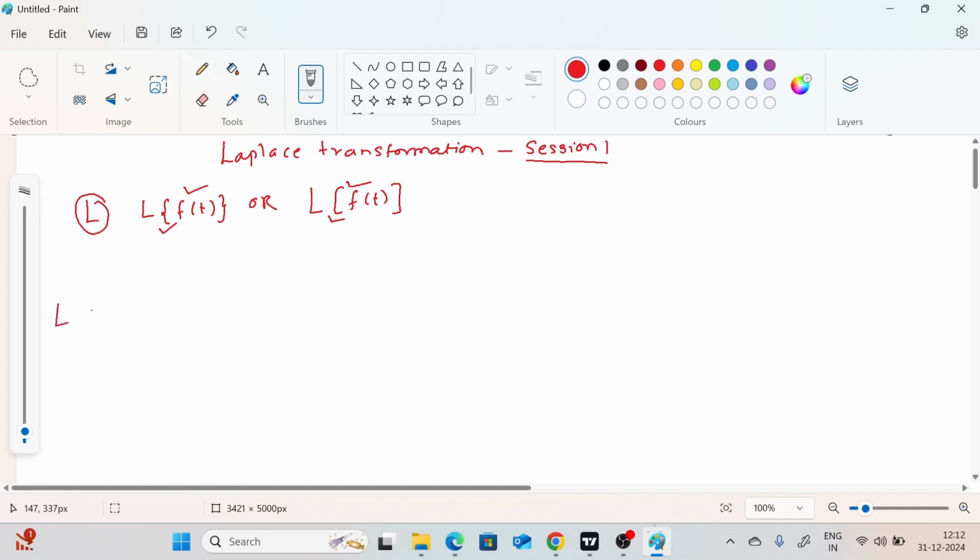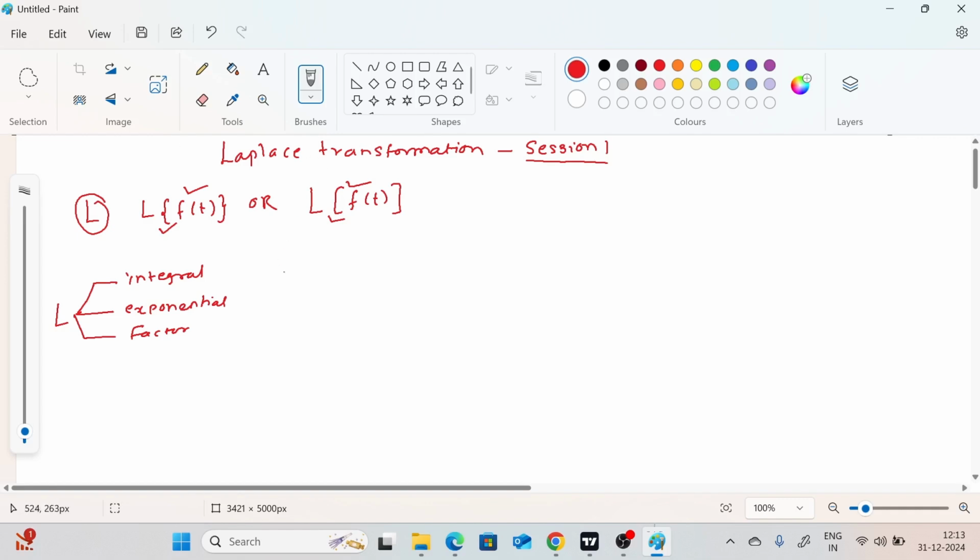Laplace is made up of three things. The Laplace equation is based on three things. First is integral, second is exponential, and third is the factor. Means the Laplace equation is made up of three things: first integral, second exponential, and third the factor.